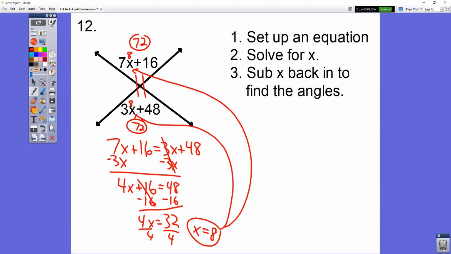On your quiz, you'll have 2 complementary angles like this, 2 supplementary angles, and 2 vertical angles.